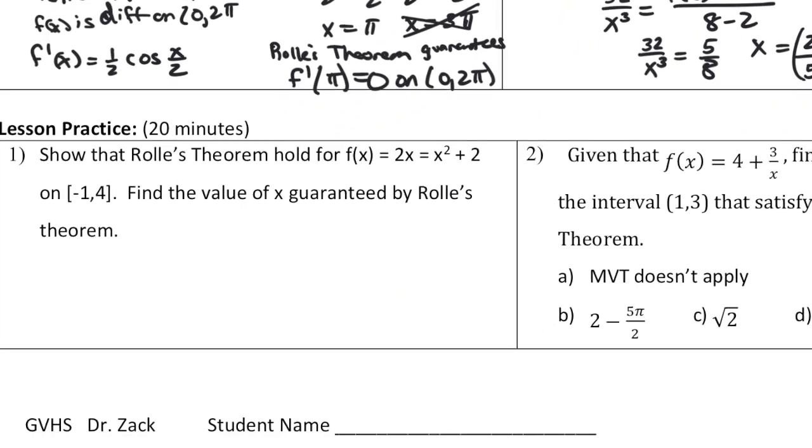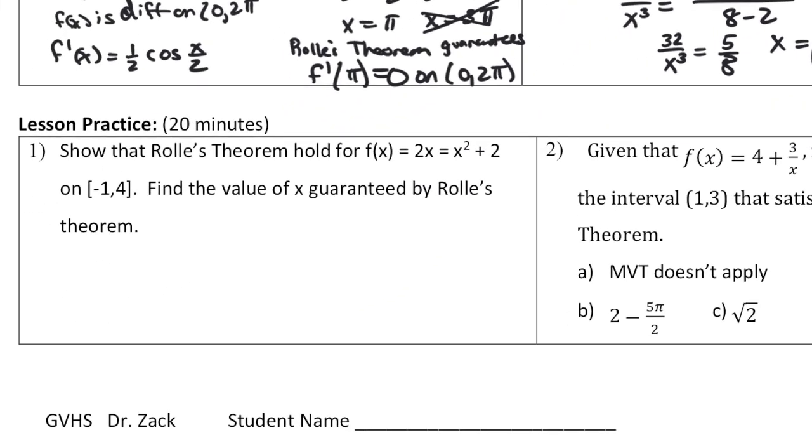So for today's lesson practice, you're going to practice for your midterm exam. Number 1 is a typo. It should say 2x plus x squared plus 2. And what I'd like you to do is spend the next 20 minutes working on questions numbers 1 through 12. After you've worked for 20 minutes, you can check through some of your answers.